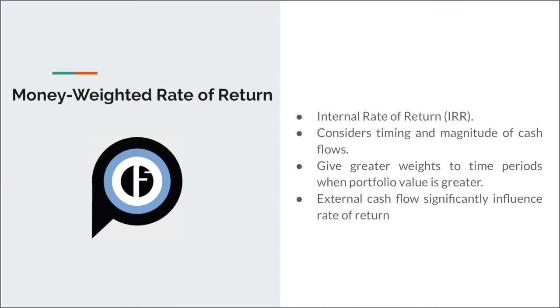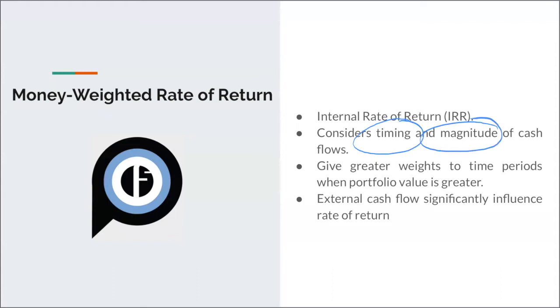So let's discuss the money weighted rate of return. The money weighted rate of return is nothing but the internal rate of return. It is the constant rate of return that would produce the total ending portfolio value given the magnitude and the timing of the cash flows. So remember, the timing and the magnitude of cash flows are both considered in the money weighted rate of return.